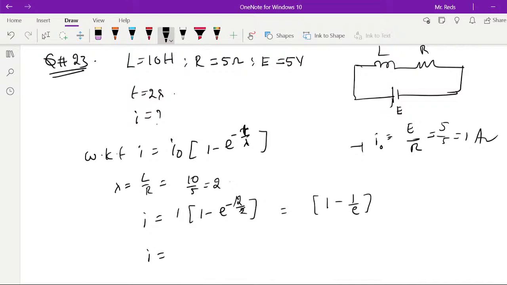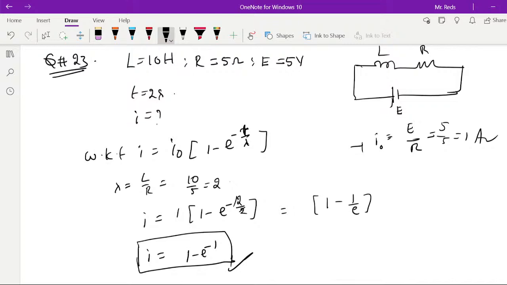So you can take it as I is equal to 1 minus e power minus 1, that is the current after 2 seconds. So you can keep this as the answer. That's it. This is how we have to deal with this kind of questions, right? This is briefly about DC circuits.